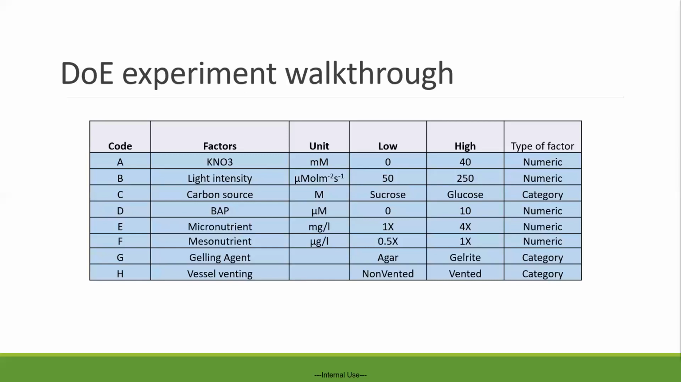And we also note here that a factor can be of two types, either numeric or categoric. In this case, we have three factors that are categoric: the carbon source, the gelling agent, and the vessel venting. So for vessel venting, we can do non-vented or vented. So we can combine these two types of factors.